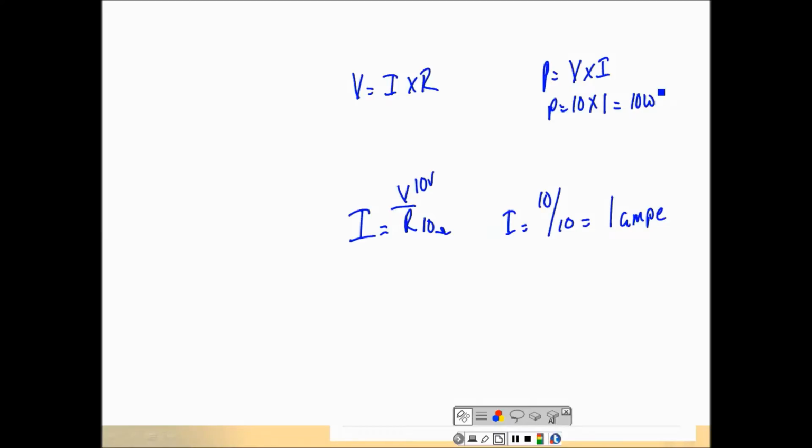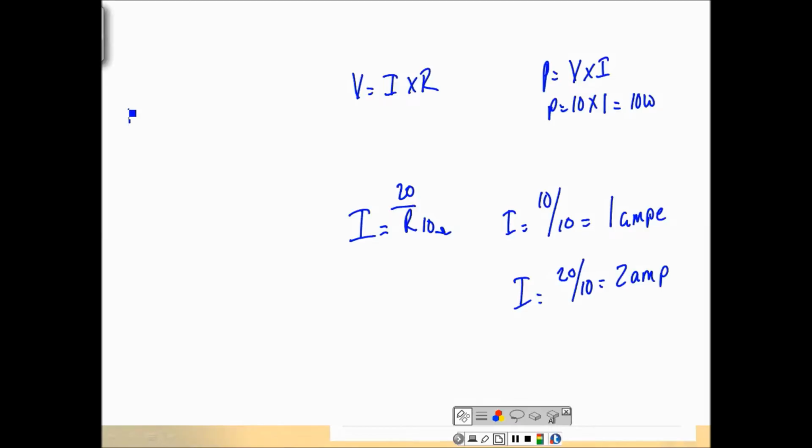So let's say I come up and I double my voltage. I'm not going to change my resistance. So we go to 20 volts. Now I is going to be equal to V over R. So I is going to be equal to 20 divided by 10, which is going to give me 2 amps.